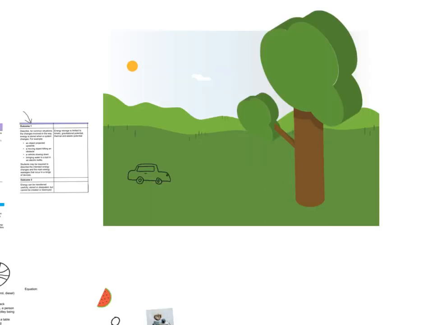Another example mentioned in the specification is for you to be able to describe the energy transfers and stores taking place when a moving object hits an obstacle. So if the object is moving, it has energy in its kinetic store.